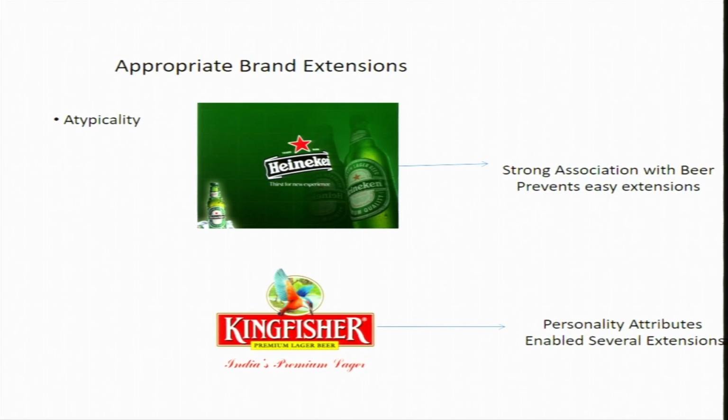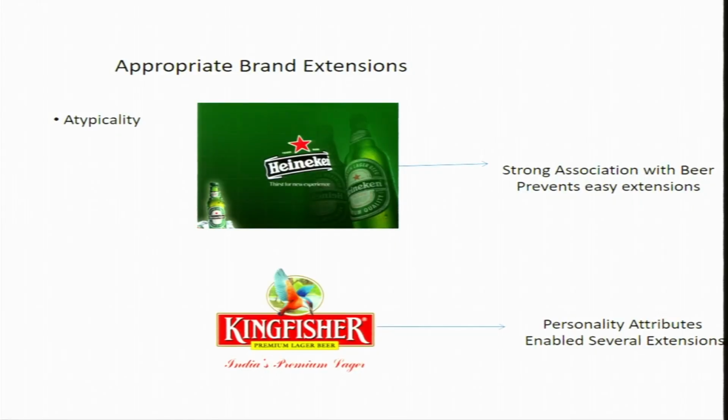Here you see two examples, one is Heineken and second is Kingfisher. Now, Heineken has a very strong association with beer. Now, the moment you say that I will launch a Heineken airline, nobody will accept it, because all of us think that the moment we say Heineken, it means beer. So, you can extend it to perhaps whiskey or wine, but you cannot extend it too far away from the liquor kind of imagery.